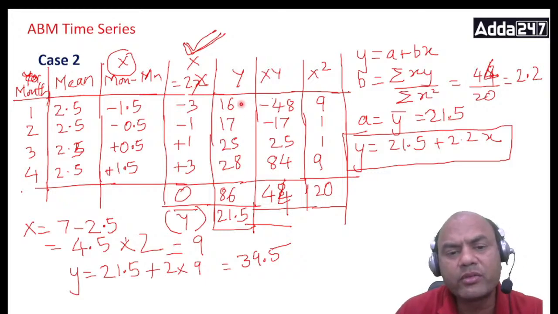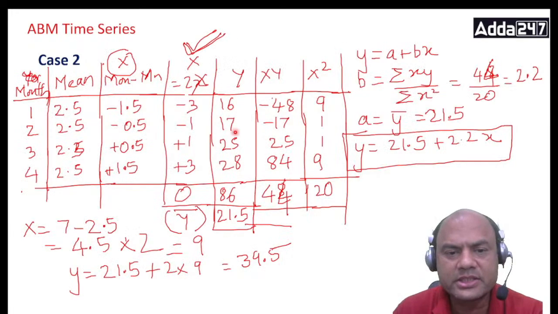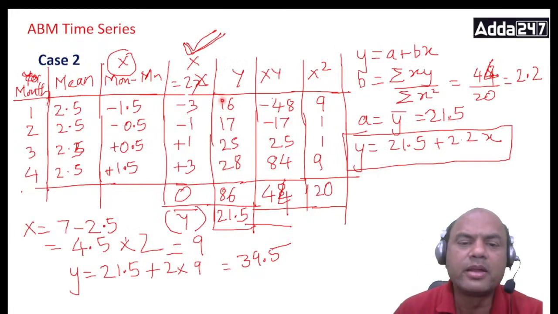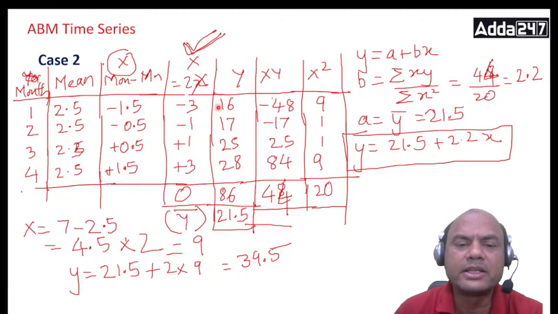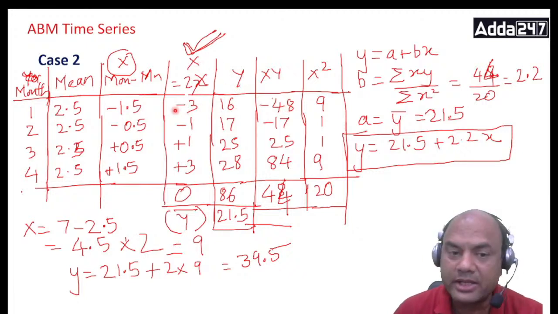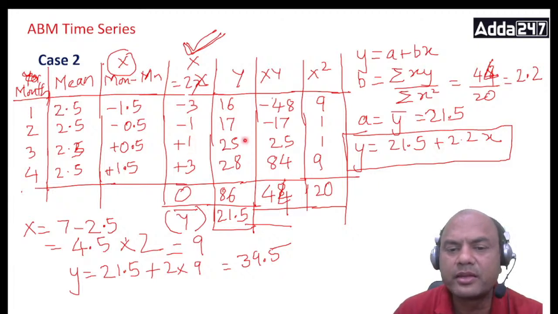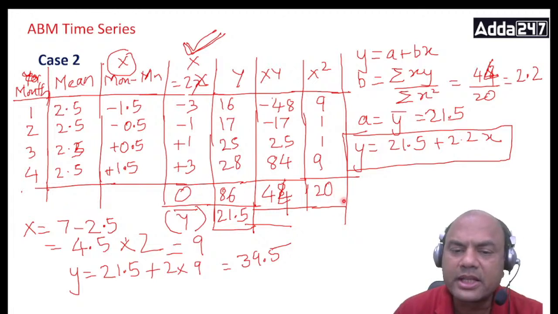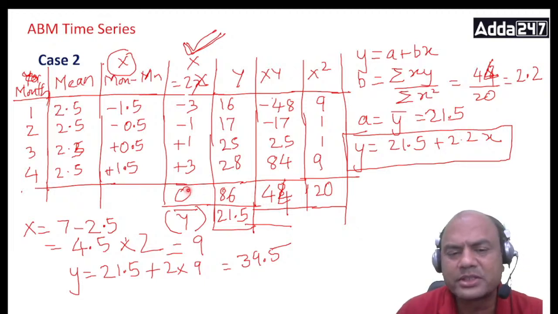Now write the y. Y is same, whatever is given. See this: 16, 17, 25, 28. Same logic, the logic doesn't change. So x into y. Multiply this: 16 3s are minus 48, minus 17, plus 25, plus 84. X square: do the square of this, 9, 1, 1, 9. Now do the addition of all: summation x square, summation xy, summation y, and summation x is obviously 0.